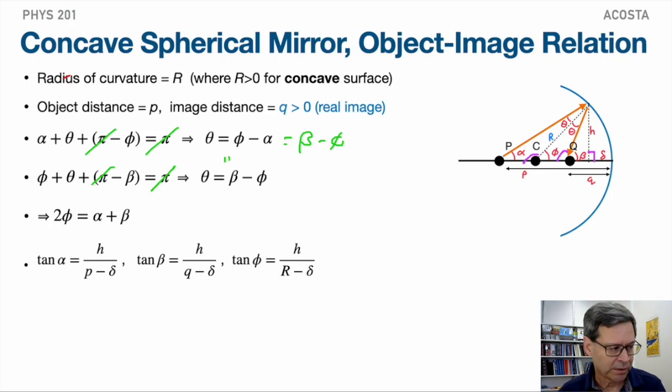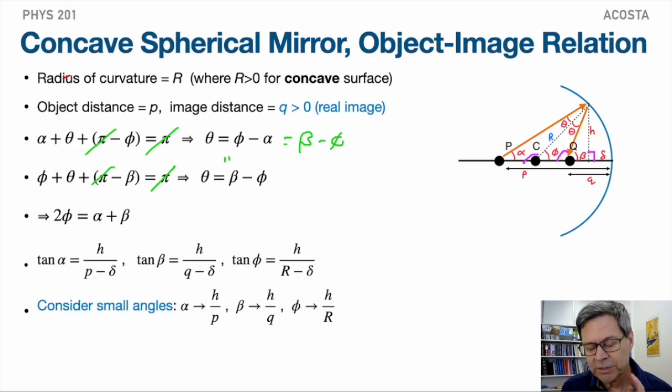Okay. All right. So here's the point where we'll start to make some approximation. We're going to consider small angles. Okay, so what does that mean? Well, if I consider small angles, also known as the small angle approximation, what does that mean?